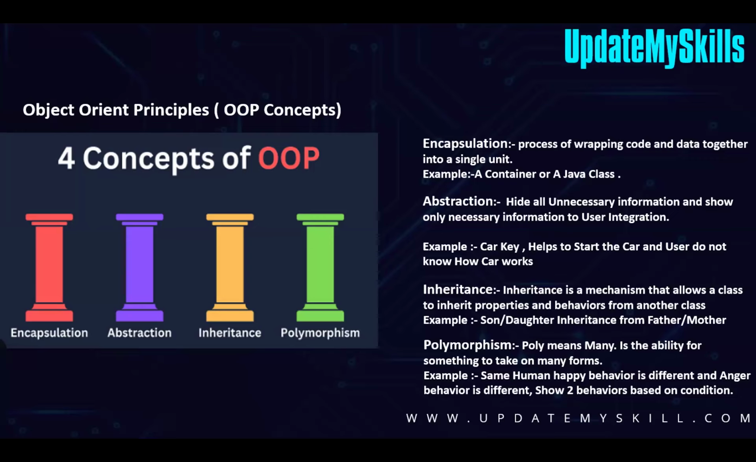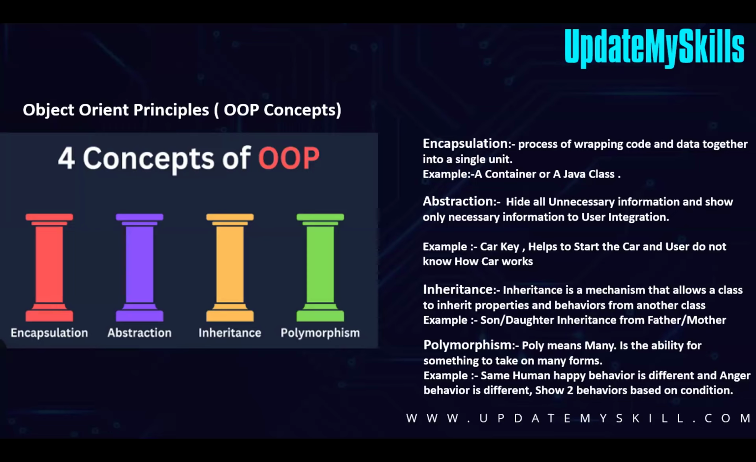Next one is abstraction. Hide all unnecessary information and show only necessary information to the user, the integration point. So generally you go outside and you come back home. Maybe you went to write an exam, you come back home. Your parents might ask, how was the exam? You say one word: it is good, or it is bad, it is okay.